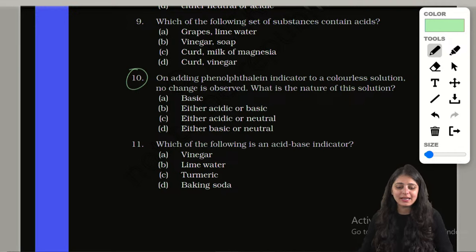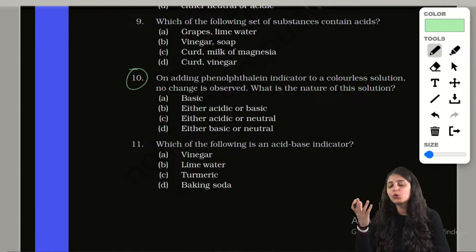Question number 10 now. Everyone try this out. Question number 10. On adding phenolphthalein indicator to a colorless solution, no change is observed. What is the nature of this solution? Lime water is calcium hydroxide, beta. Or lime, jab hum bolte hai na, usually hum quick lime ko bol dete hai, which is calcium oxide. That is also basic. Thank you, Raj.